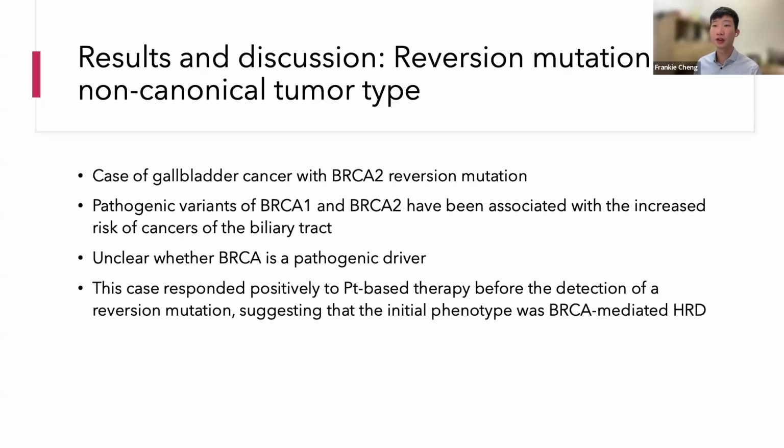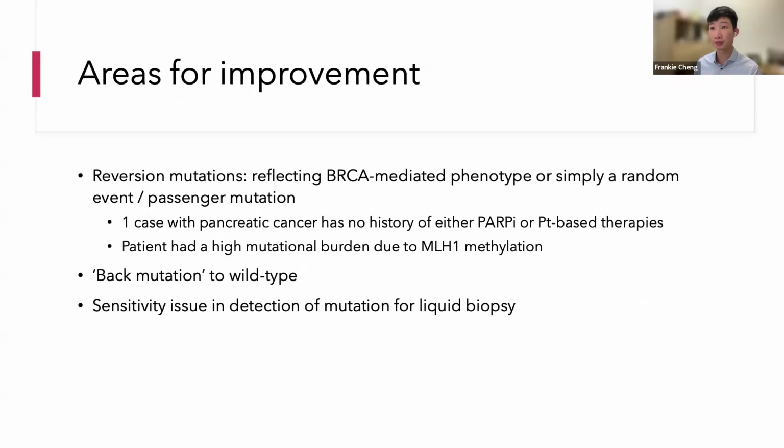And we also see a case of gallbladder cancer with a BRCA2 reversion mutation. While pathogenic variants of BRCA1 and 2 have been associated with increased risk of biliary tract cancers, it's not a canonical cancer type. In this case, we are unclear whether BRCA is indeed a pathogenic driver. But this case responded positively to platinum-based therapy before the reversion mutation was detected. So the clinical presentation suggests that the initial phenotype might in fact be BRCA-mediated.